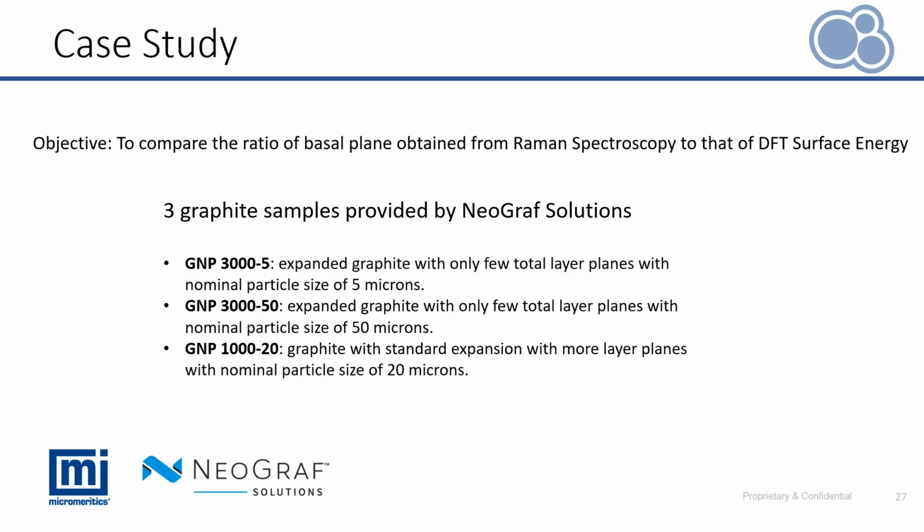So we're going to take a look at these three samples. The first one is GMP 3000-5, which is an expanded graphite with only a few total layer planes with a nominal particle size of 5 microns. The second one is the same series, GMP 3000, but with a nominal particle size of 50 microns. And then lastly, the GMP 1000-20 is the graphite with standard expansion with more layer planes present with a nominal particle size of 20 microns.